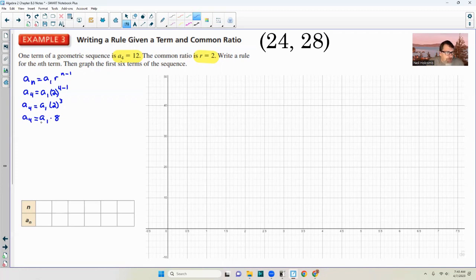Okay, now I'm going to substitute in my a sub 4, which is 12. So 12 equals a sub 1 times 8. So I'm going to divide both sides by 8, and I get a sub 1 equals 3/2. Okay, so there's my first term.